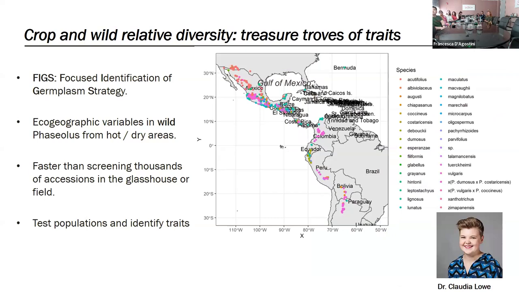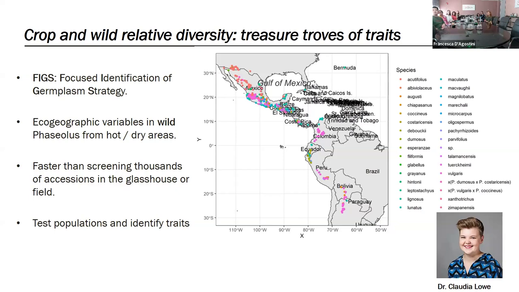So to look at this with a postdoc, Dr. Claudia Lowe, we're using this Phoenix approach. I'll talk about this in a few different contexts, but here we're talking about Phaseolus FIGS, focused identification of germplasm strategy. Essentially, there are loads of gene banks around the world. They have so much germplasm, so many accessions, so many different species. How do we find the traits that we're interested in for particular environments, particular climates, etc.?